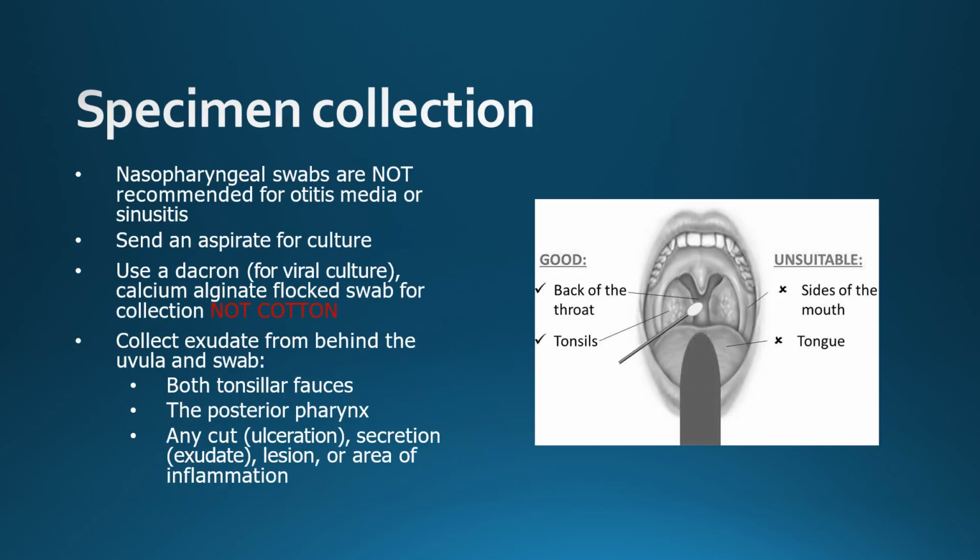What are the specimen collections? Nasopharyngeal swabs are not recommended for otitis media or sinusitis. Send an aspirate for culture. Use Dacron swabs for viral culture, or calcium alginate flocked swabs for collection, and not cotton. Collect exudate from behind the uvula and swab both tonsillar pillars, the posterior pharynx, and any pus secretions or area of inflammation.